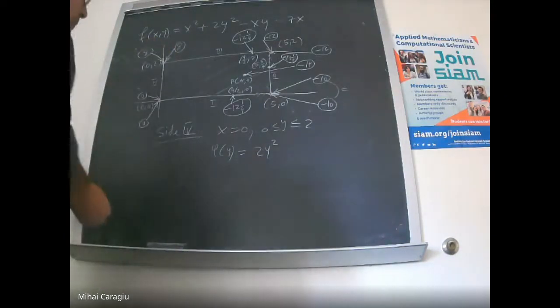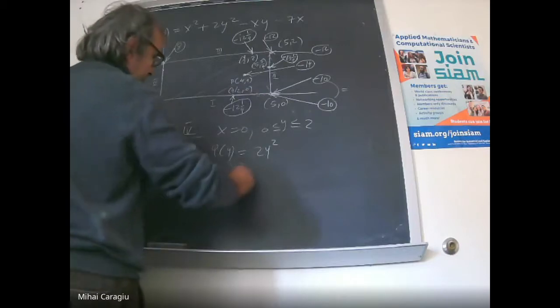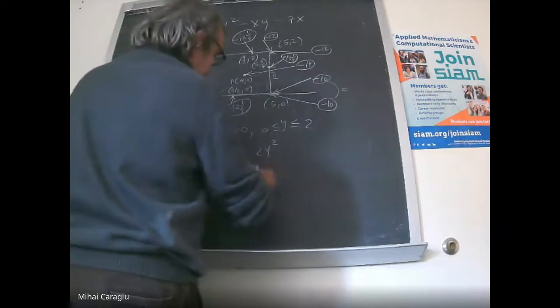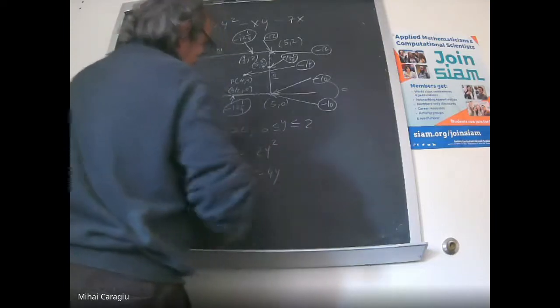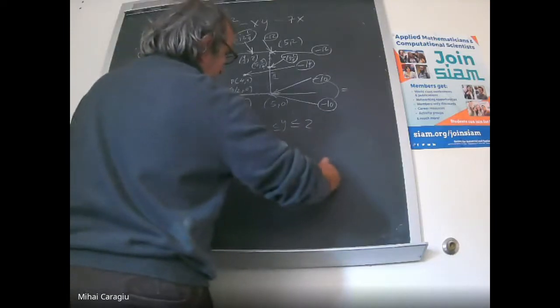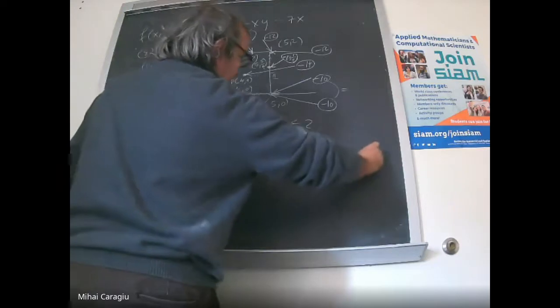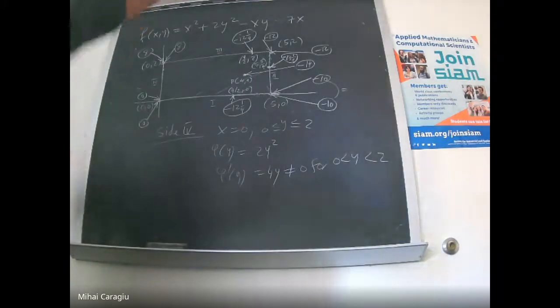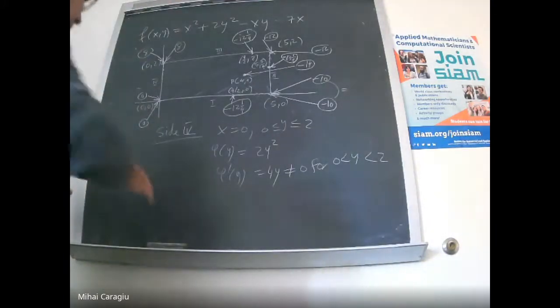And phi prime of y is not 0 for y strictly between 0 and 2. So no critical point inside. So we are done. Now let's put everything together and see all the annotations.